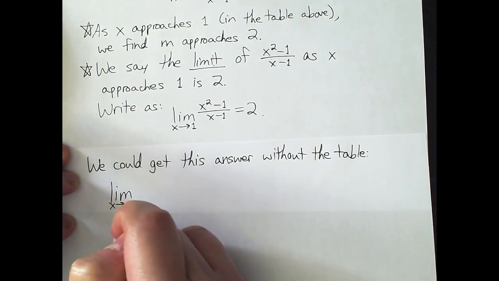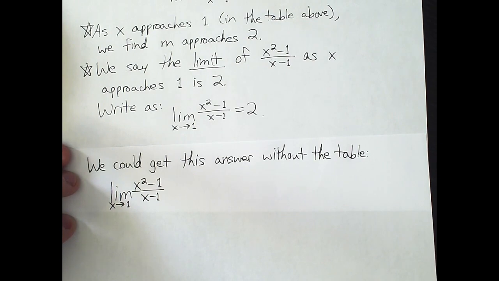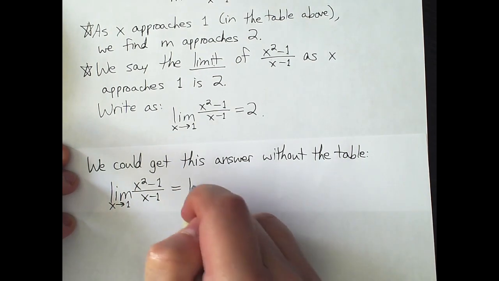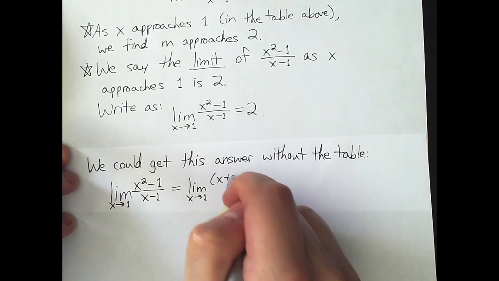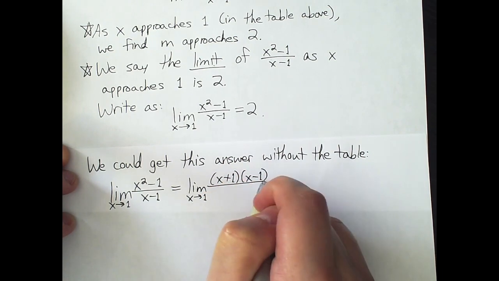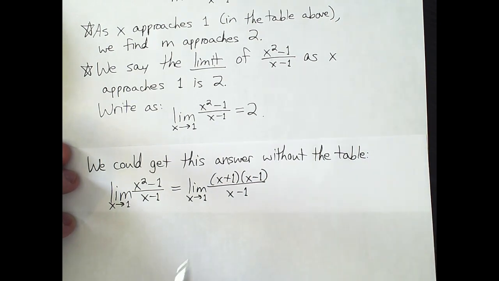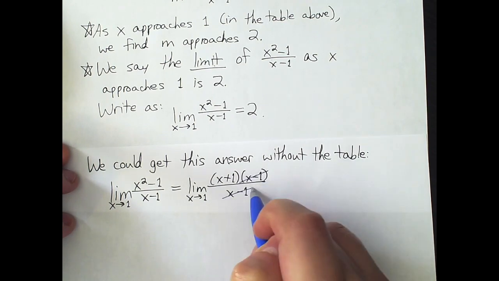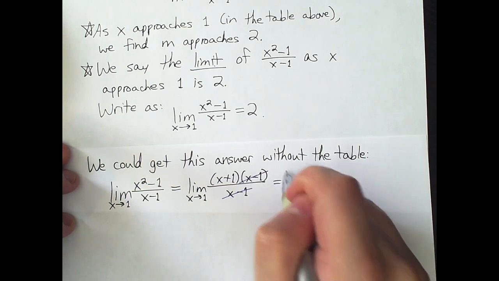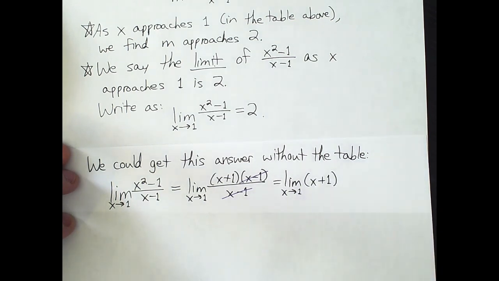So this expression that I wrote above, I'm telling you based on the table, I think this answer is approaching 2. Well, we could actually do a little bit of algebra on this, and I see that the numerator can be factored to x plus 1, x minus 1. So this is useful because now I have an x minus 1 over x minus 1, and we can cancel them out. So I'm going to cross out x minus 1 and x minus 1. What does that leave me with? Just the limit as x approaches 1 of x plus 1.